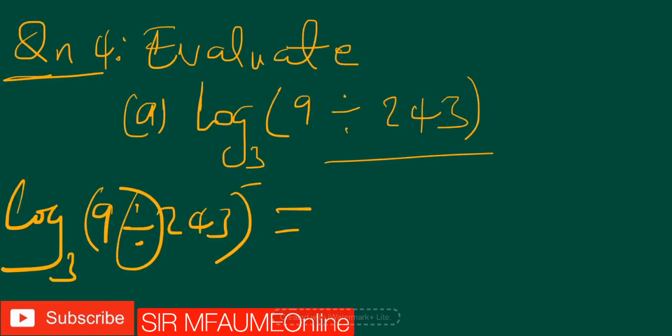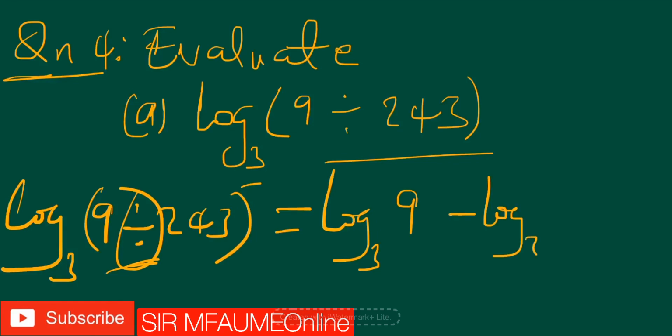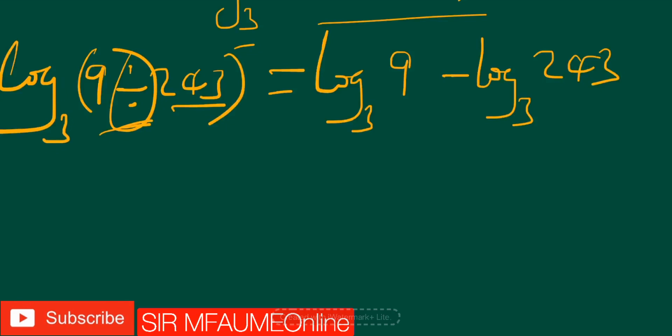So instead of writing this division, you can write subtraction. Now my question will be as follows. This is log base 3 of 9. This division becomes subtraction: log base 3 of 9 minus log base 3 of 243. Okay, so what next from there? We're supposed to classify this one.